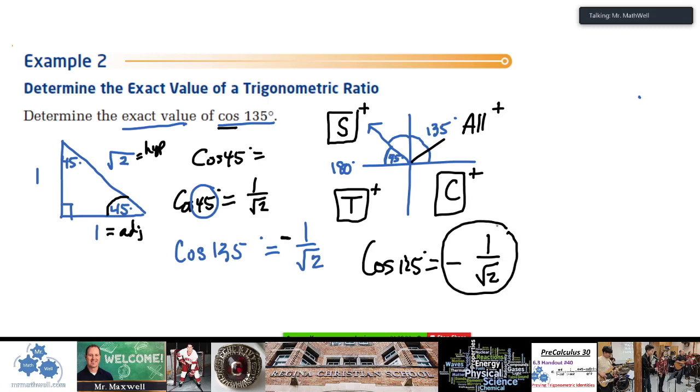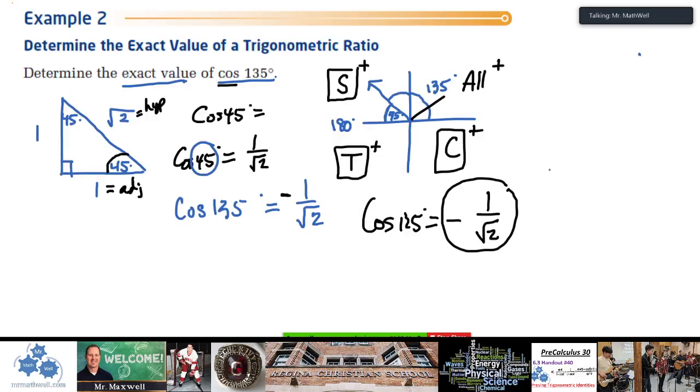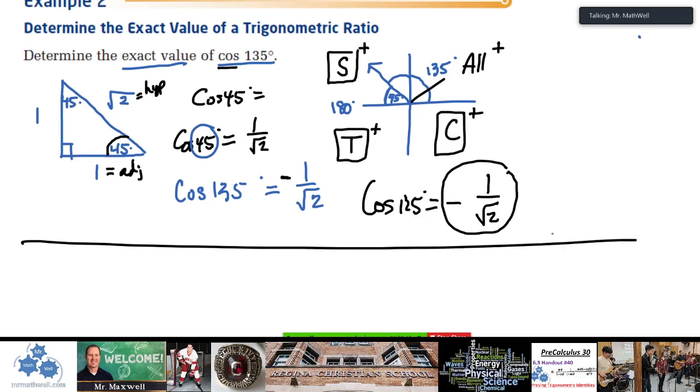So what do we need to know? We need to know about reference angles, about our special angle triangles, and about the CAST rule and how all of those tie together. All right, I'm going to give you an example now to try. For your turn, find the exact value of tan of 225. Go ahead, take a moment, try that on your own, and I'll show you the answer in a minute.